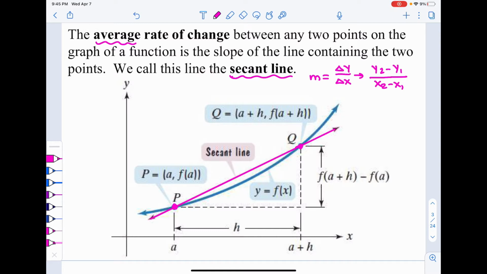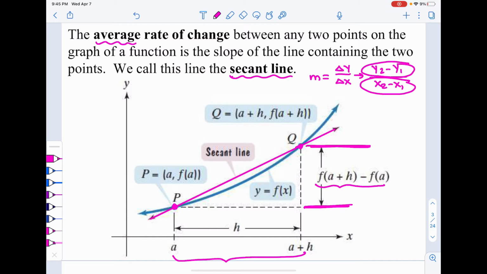Looking at what's happening on our graph, our change in y is going to take whatever our top piece is and subtract whatever the bottom piece is, and that's represented by this piece here: the value of the function at a plus h minus the value of the function at a. The change in our x values goes between a and a plus h, so that change ends up being h. We're going to look at that formula in another slide or two in more depth. So a secant line goes between 2 points.